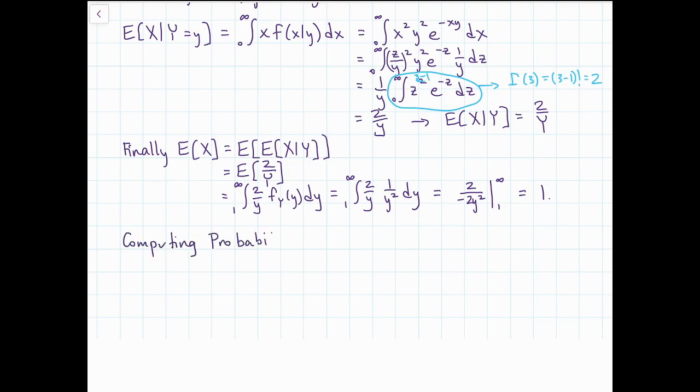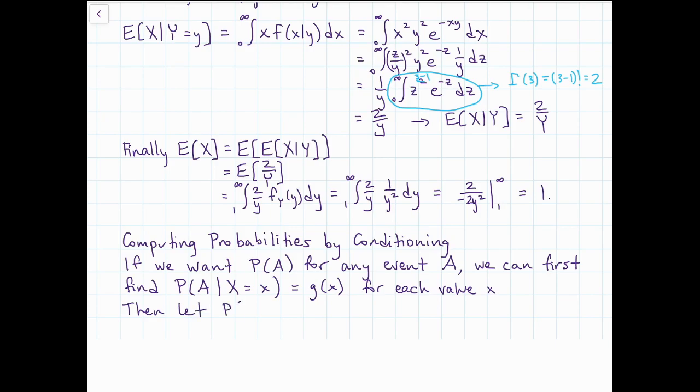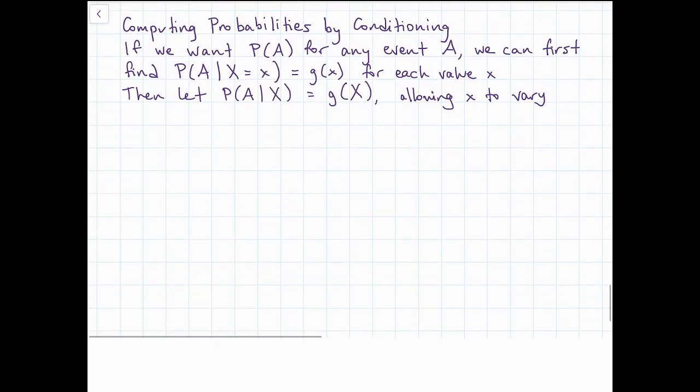Following on from the previous video, we're going to talk about how to compute probabilities by conditioning. It actually works very similarly to expectation. Say we want the probability of A for some event A. If we can find the probability of A given X equals little x, which we can call some function g of x, for each value x, then we can define P of A given capital X as that same function g, but evaluated at big X. So that's allowing x to vary over the range of the random variable.